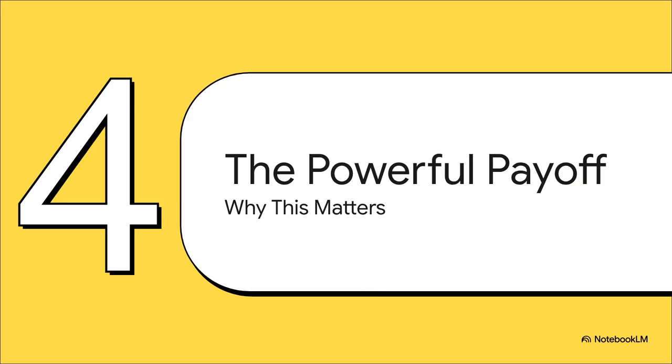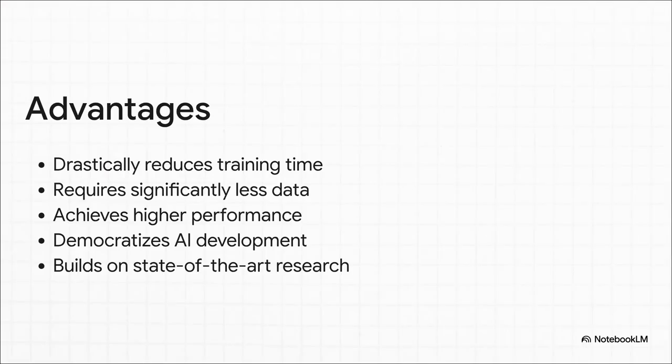Okay, let's zoom out and bring this all home. What's the big payoff here? Why is this technique so fundamental? Why is this such a game changer in the world of AI? Well, the advantages are huge. First, it drastically, and I mean drastically, cuts down on training time. It also requires so much less data, which is usually the biggest hurdle. On top of that, it almost always gets you better performance. But maybe the most important thing is that it democratizes AI. It allows so many more people, more companies, and smaller teams to build incredible things on top of cutting-edge research without needing their own supercomputer.